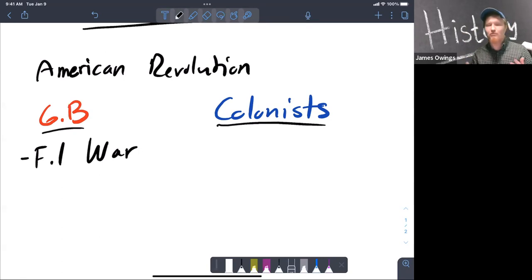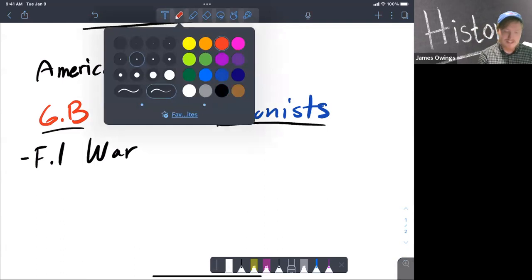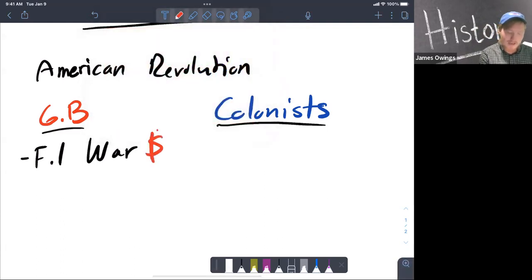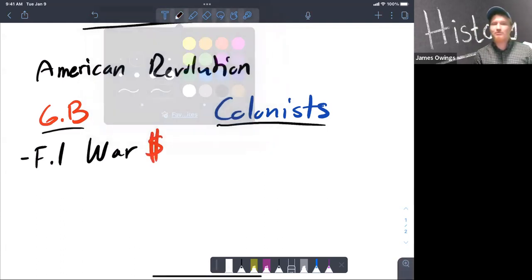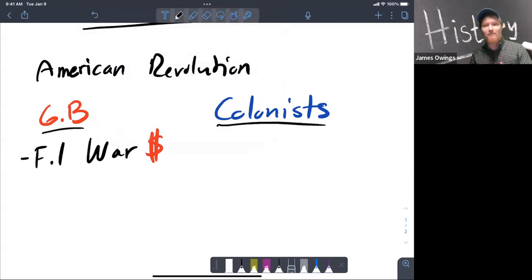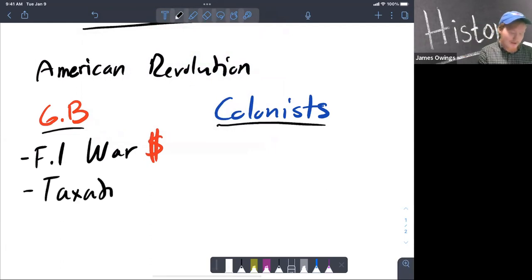The problem is that Great Britain needs money. They need money to be able to continue fighting in this war. And there's no better place for them to start borrowing or taking money from than the colonists right now. And we call this taxation. And so when Great Britain starts taxing, the colonists really have no idea what's going on.